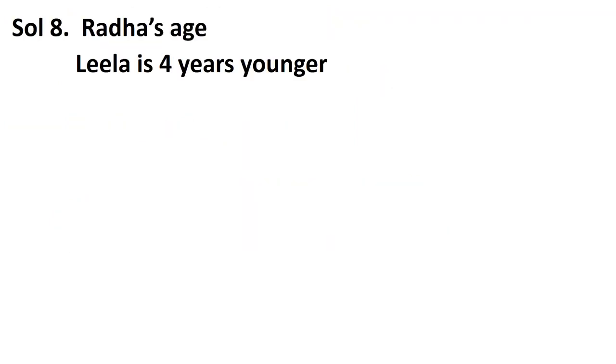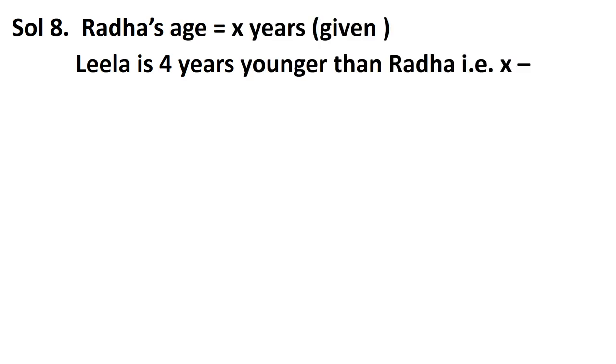See question number 8. Radha's age is given to us, that is X years. This is given. And Leela is 4 years younger than Radha. So Leela's age is, again, younger. Younger means choti hai. So X minus 4.